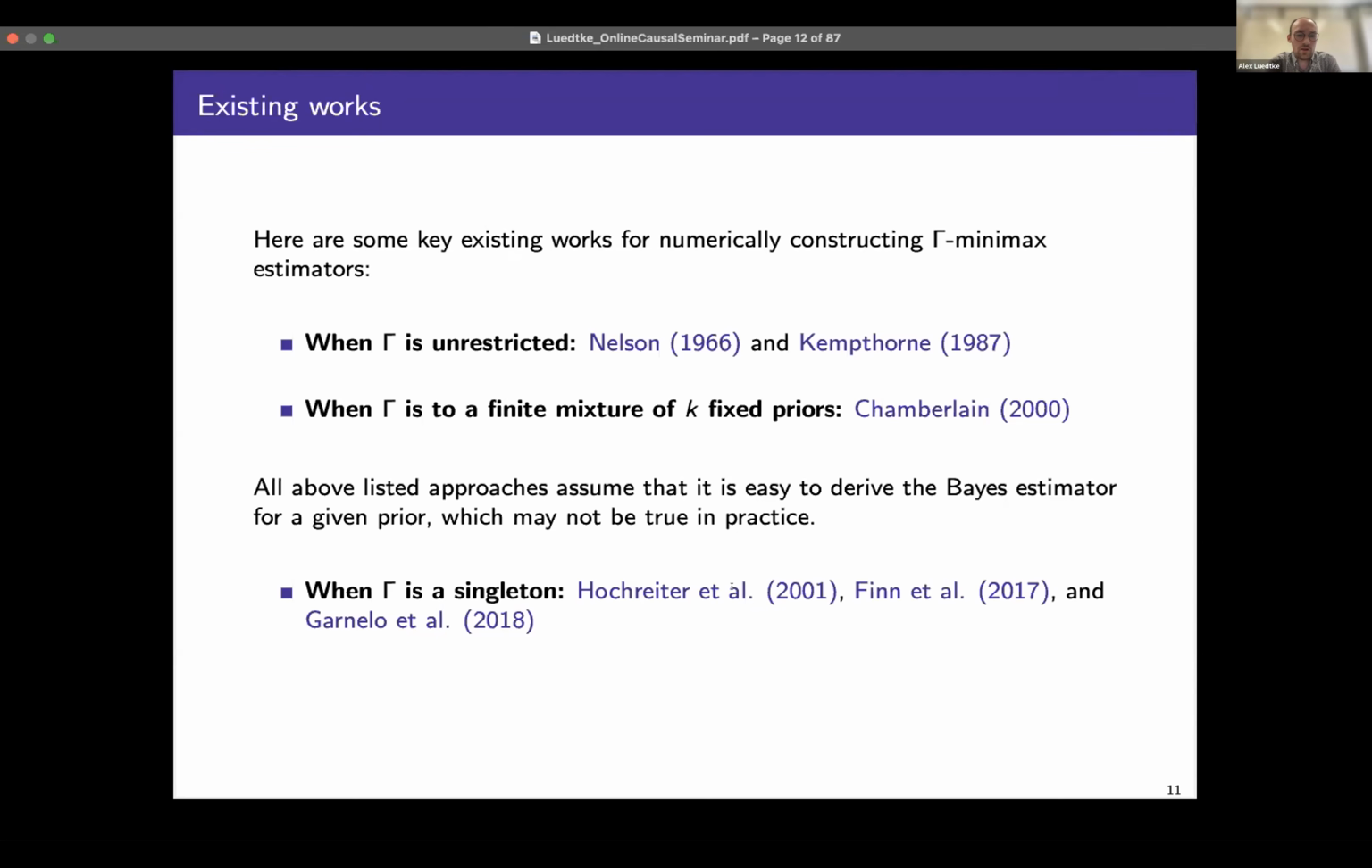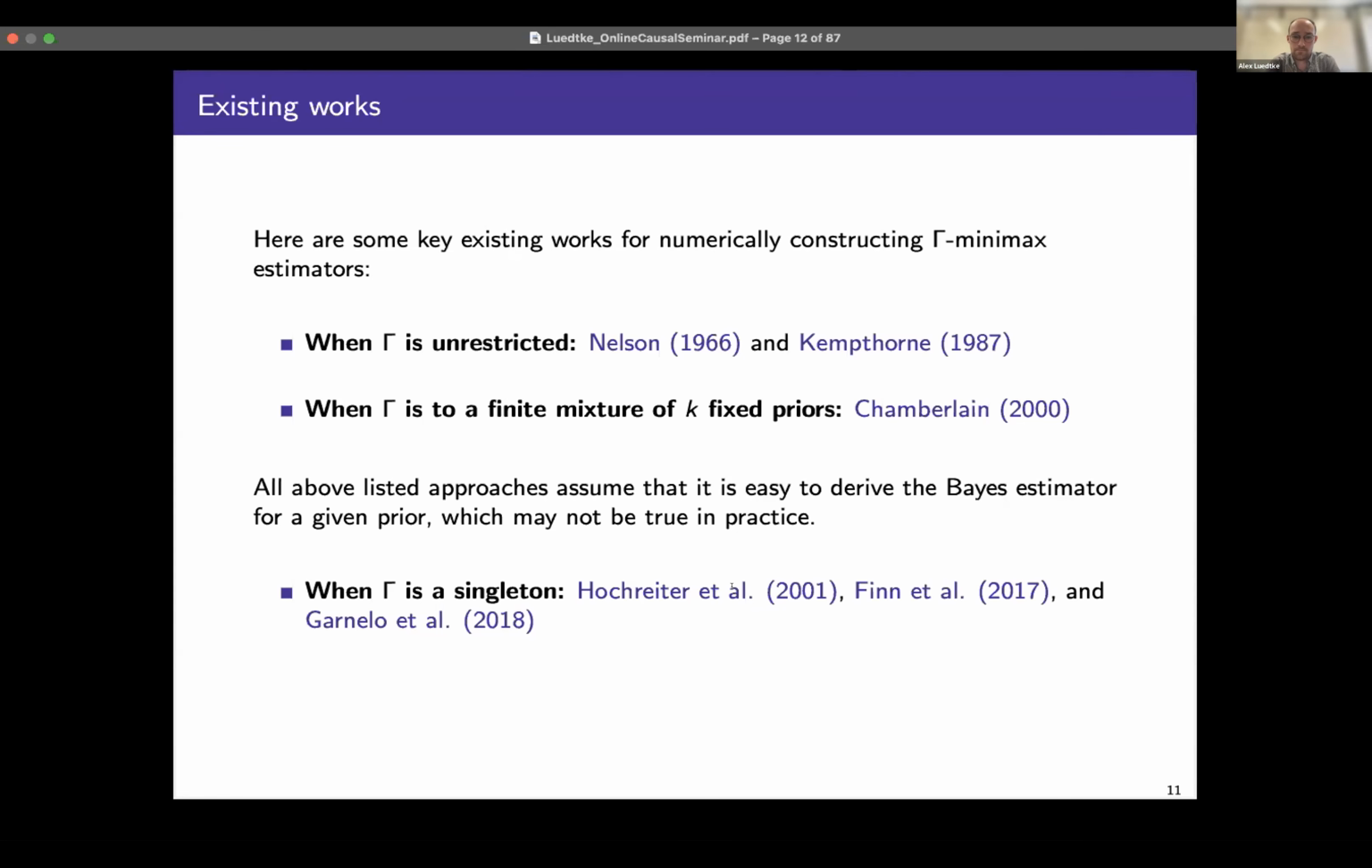One challenge of all of these listed approaches is that, in order to actually implement them and get them to run in a reasonable amount of time, especially in a large model, they implicitly assume that it's going to be easy to derive a Bayes estimator for a given prior. And this, of course, may not be true in practice. Very often in practice, what do we do when we want to construct a Bayes estimator? We use some kind of MCMC or something along those lines. And so it can be computationally expensive just to evaluate a Bayes estimator once, let alone doing it many times over an iterative scheme.